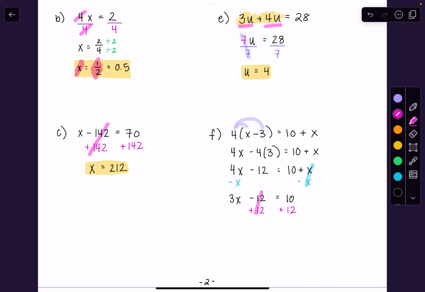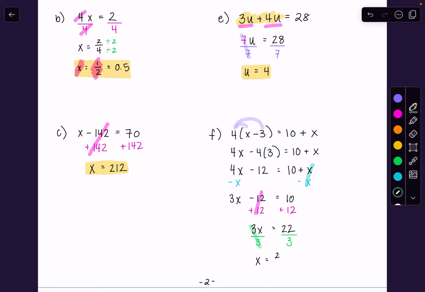That way these two are gone. So now I'm left with 3x on the left, and then 10 plus 12 will lead me to 22. And now I'm super close. To get rid of the 3 that's out front, we go ahead and divide by 3. That will make this disappear. We're then left with x.